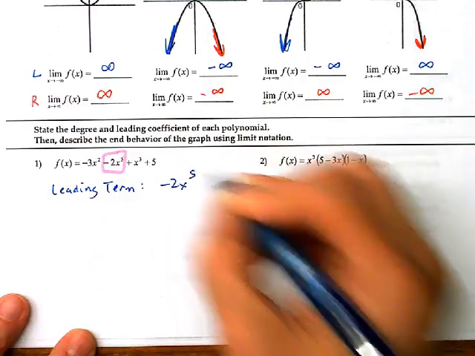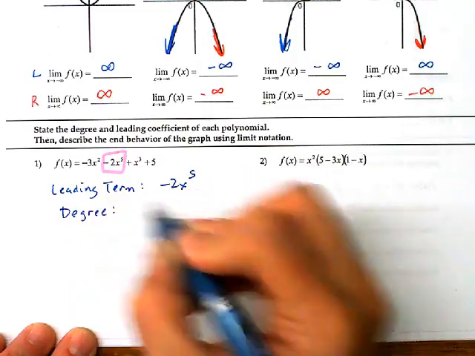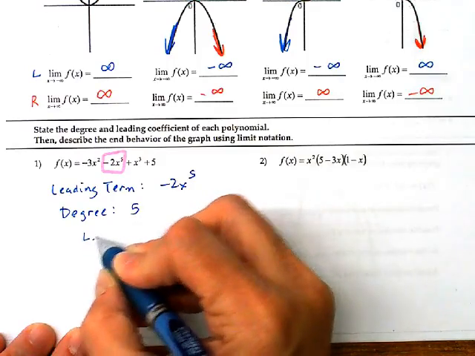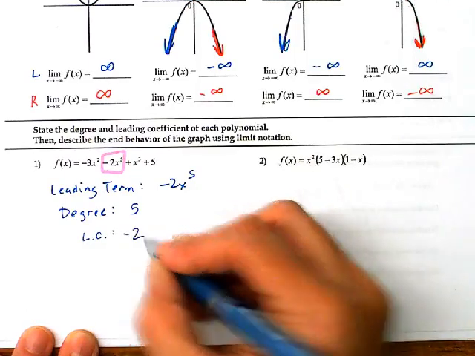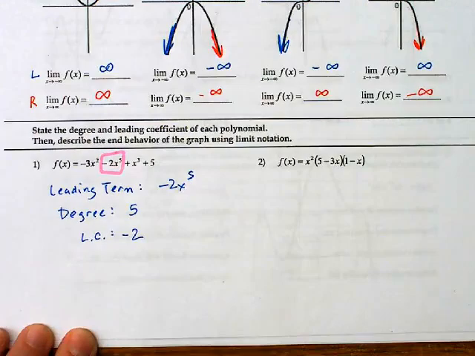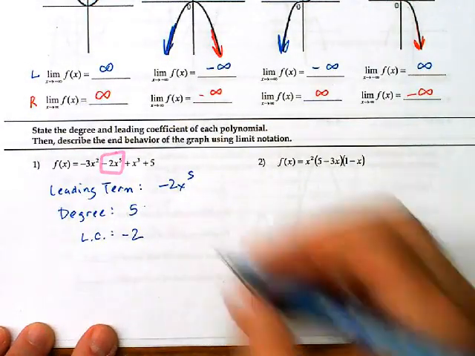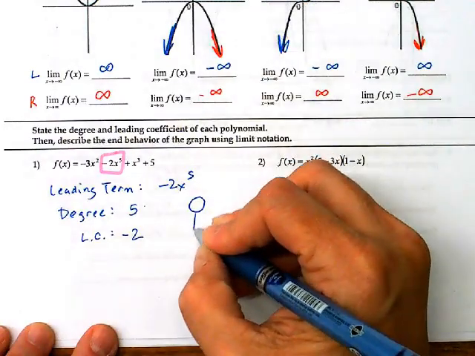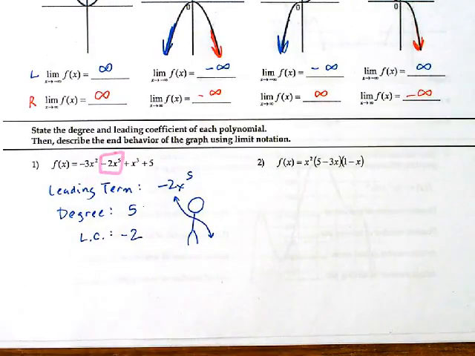And from that leading term, we can identify the degree. Highest exponent is a 5, and the leading coefficient, I'll abbreviate that here as LC, that will be a -2. So let's think about that. Degree is odd, leading coefficient is negative, and you might start to feel your arms pointing in this general direction, and that would be how the ends of our graph will point. Huzzah! All right, let us record that in our limit notation.